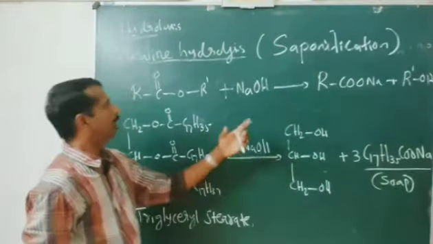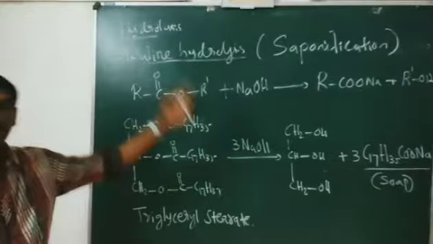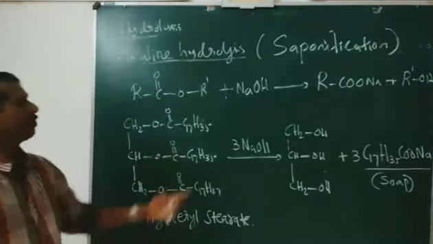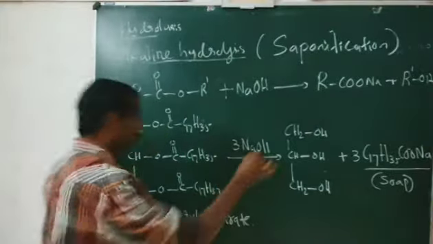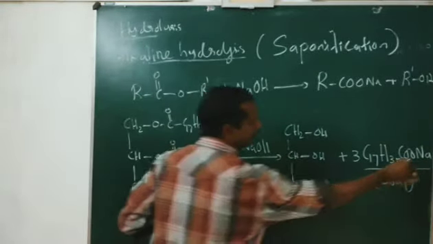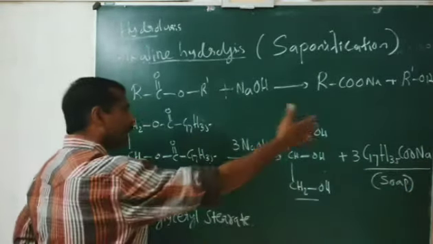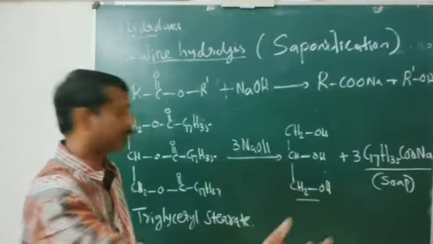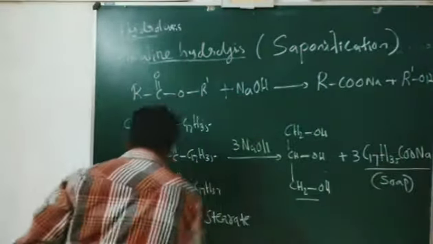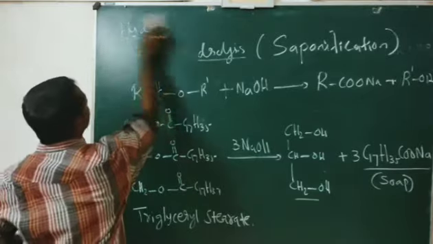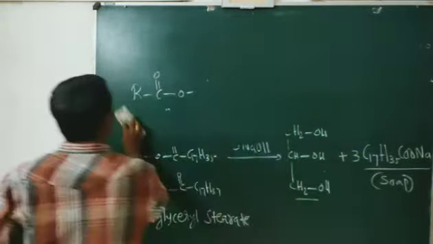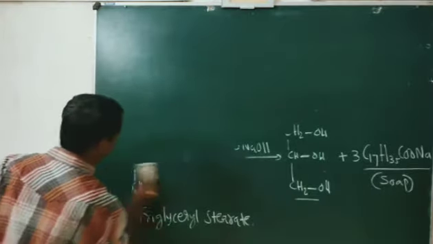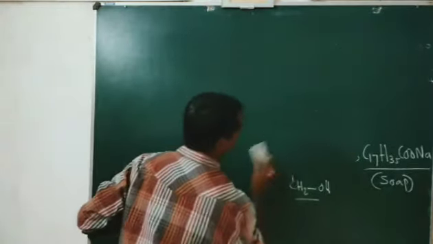So this reaction is known as a saponification reaction. What is saponification reaction? The alkaline hydrolysis of an ester to give glycerol and sodium salt of higher fatty acid, which is known as soap. Next, another important reaction of ester is transesterification reaction.